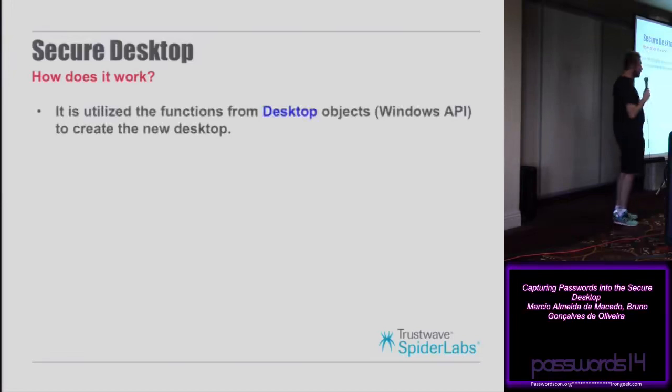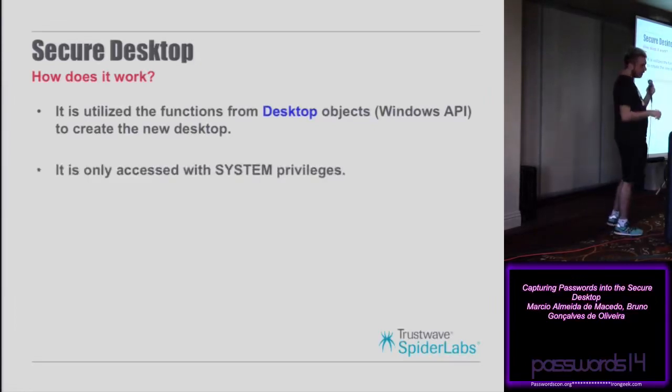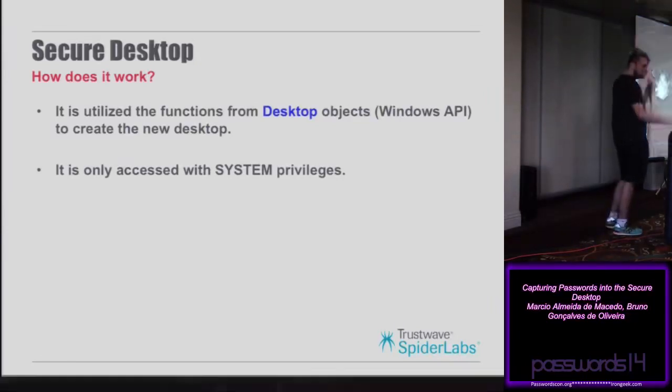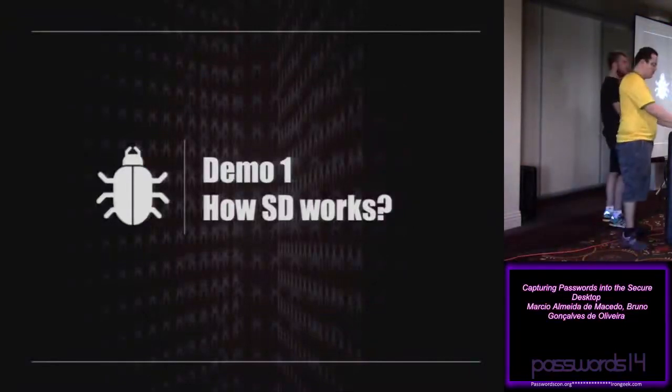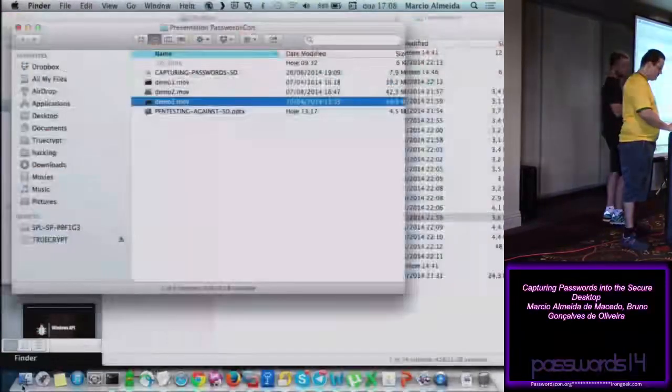So how does it work? In the Windows API, we have these functions for desktop objects, and there's a library that you can utilize to create a desktop, enumerate the desktops, and everything that you have in your workstation. Again, it's only accessed with system privilege. I have a little demo just to demonstrate how the secure desktop works, and just to illustrate for those that don't know or want to know.